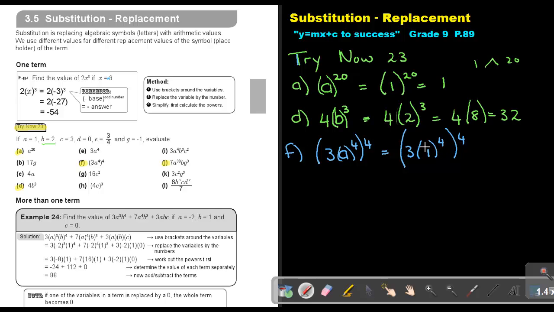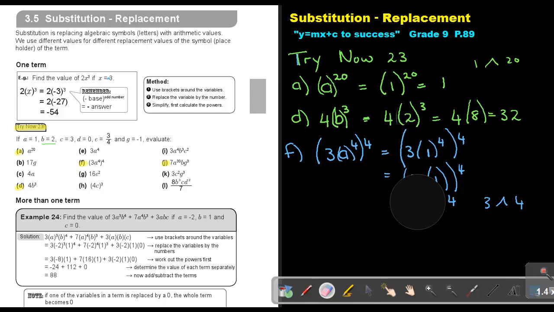Now, you have to start with the inside. So meaning you will rewrite everything and you will first work that inside bracket out. So 1 to the power of 4, it will just be 1. And now you can multiply. So you can say 3 times 1, that's 3. And now it's to the power of 4. And now you can say 3 times 3 times 3 times 3. Or you can say 3 to the power of 4, and that's going to give you an answer of 81. Okay, let's just make space, and then we can look at the last one.